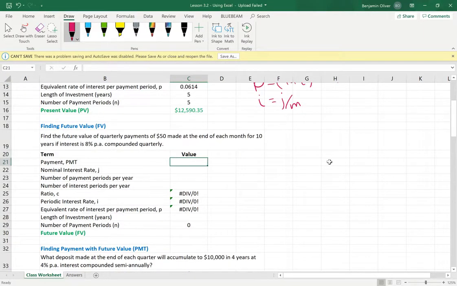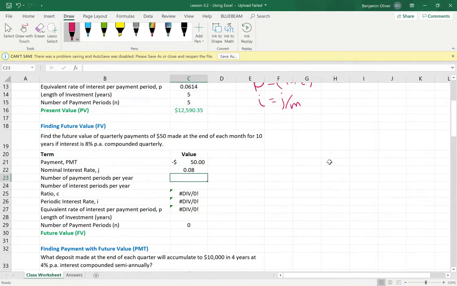So let's look at our second example. Find the future value of quarterly payments of $50 made at the end of each month for 10 years if interest is 8% per annum compounded quarterly. Okay, so I'm going to start typing in our values. Our payments are $50, so negative 50. Remember, one has to be negative. Our nominal interest rate is 8%, which is 0.08.